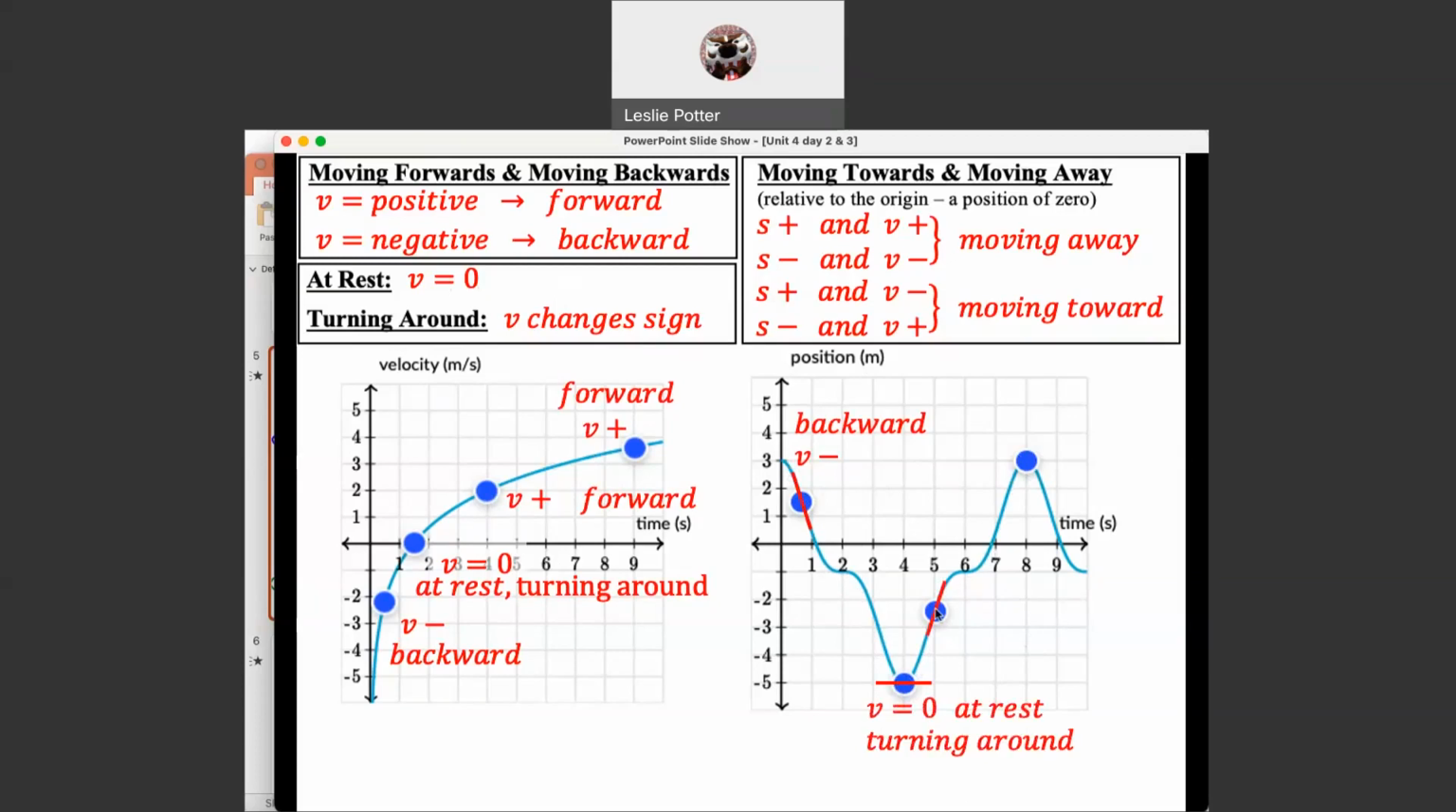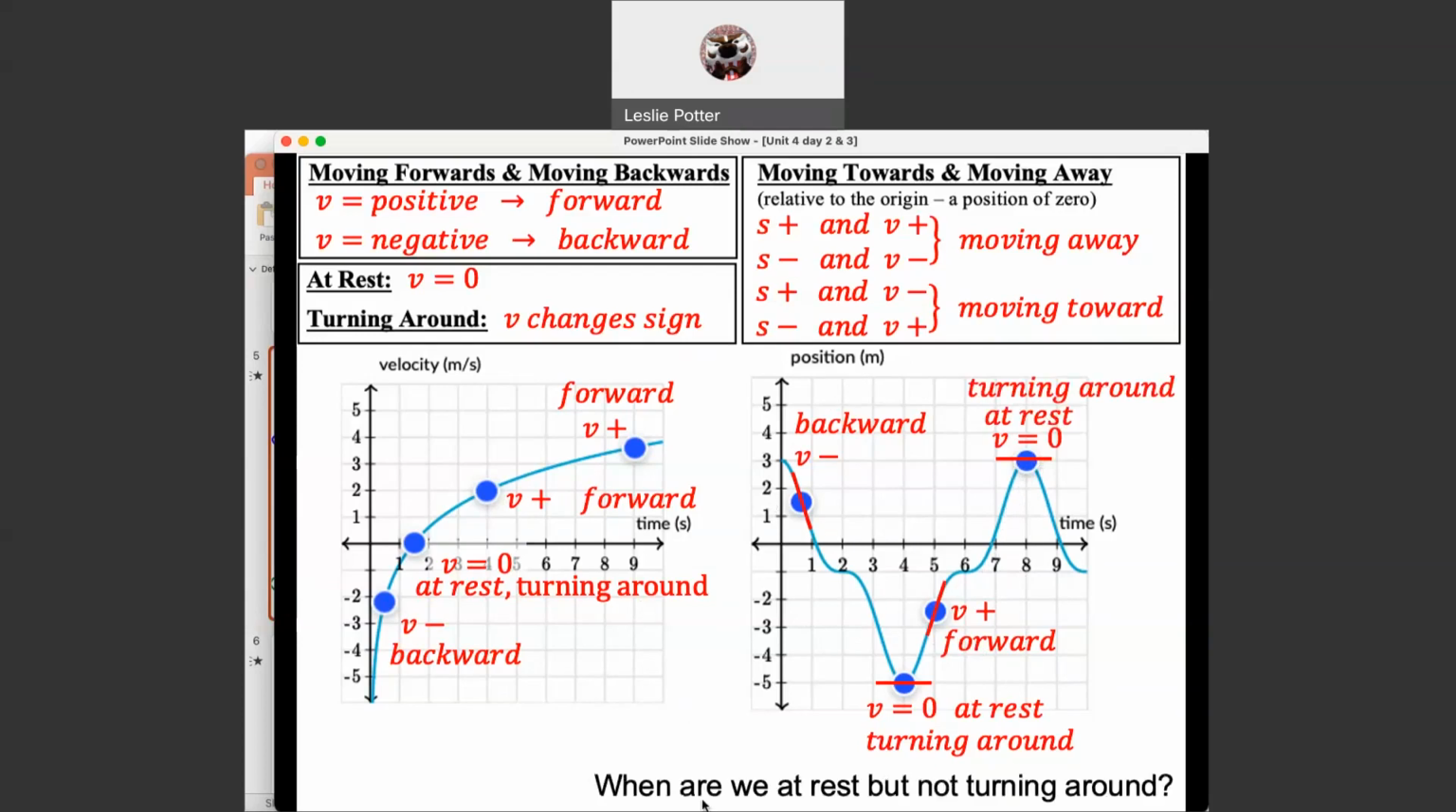Here we've got negative position and positive slope. So negative position and positive slope, we're moving back towards that origin. Okay, so since we have positive velocity, we're moving forward, and we're moving towards 0. And then here we have 0 velocity again, so we must be at rest. We're also turning around because we go from a positive slope to a negative slope. So that's how to answer those types of questions using your position graph.